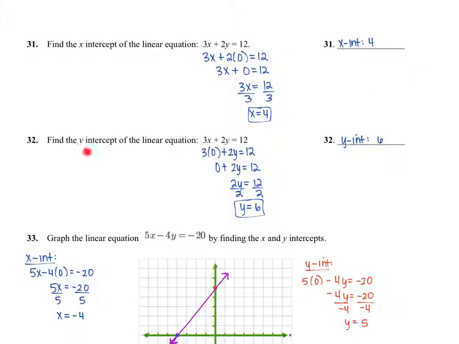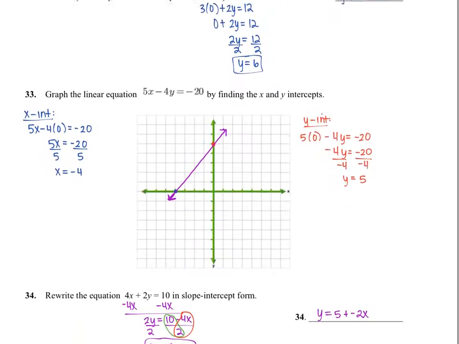To find the y-intercept, you change x to 0 and do the math. So 3 times 0 is 0. 0 plus 2y is 2y. To isolate y, you divide both sides by 2. Your y-intercept is 6. On a graph, that would mean that the line crosses the y-axis 6 spaces up.